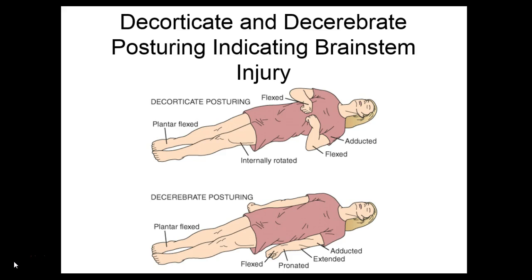Here's a picture of decorticate and decerebrate posturing. So decorticate posturing is the picture on the top where the person's arms are flexed and they have a plantar flexion and their legs are internally rotated. For decerebrate posturing, there's plantar flexion, but their arms are extended, their hands are flexed, and their arms are pronated out.